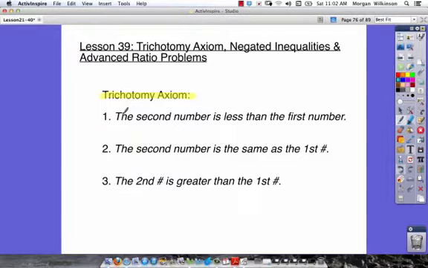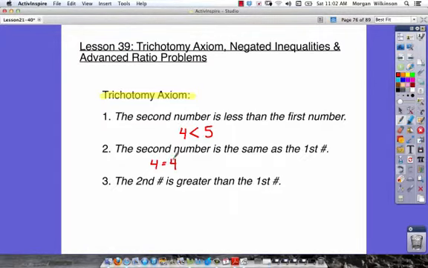And if we look at the definition for the trichotomy axiom, it's really not that complex. We can draw pictures. The first one says the second number is less than the first number. Well, that's one possibility if we're comparing two numbers. So let's say the second number is 4. If the second number is less than the first number, 4 must be less than, maybe 5, is the first number. The second one says the second number is the same as the first number. Well, maybe the second number is 4 and the first number is 4.